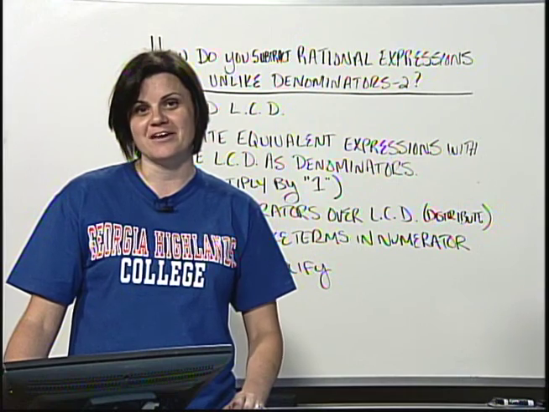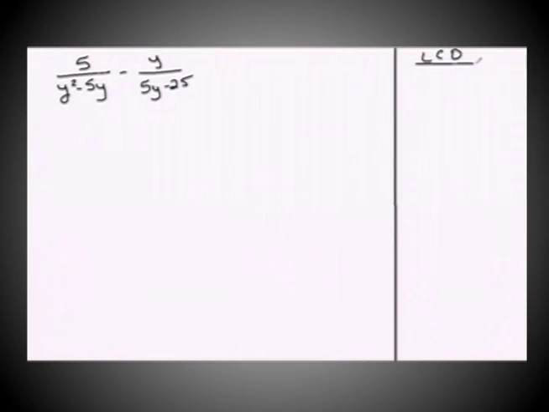Let's take a look at an example. All right, so I have the example here, 5 over y squared minus 5y minus y over 5y minus 25. So the first step in this process is to find the LCD. So I just need to factor each of these denominators. Y squared minus 5y has a common factor of y, and when I divide that out, I'm left with y minus 5. And 5y minus 25 has a GCF of 5, and when I factor that out, I'm left with y minus 5.